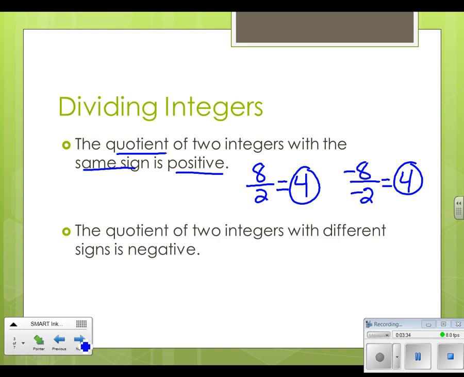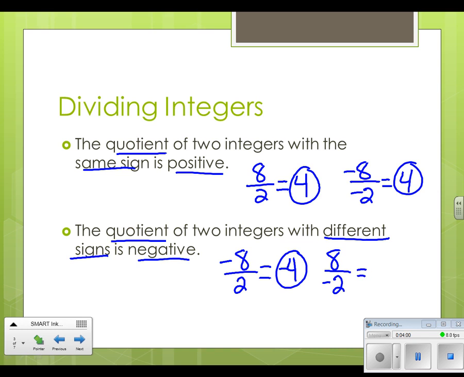The quotient of two integers with different signs is negative, just like when we were finding the product of different signs. So once again, if I had something like negative 8 divided by 2, that's going to give us a negative 4. And this is true because it's all the opposite of multiplication. It uses the same rule. We get negative 4 here as well. So when the signs are the same, positive. When the signs are different, negative. That works for both multiplying and dividing.